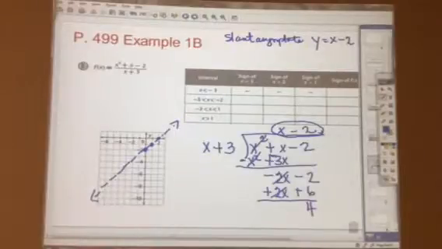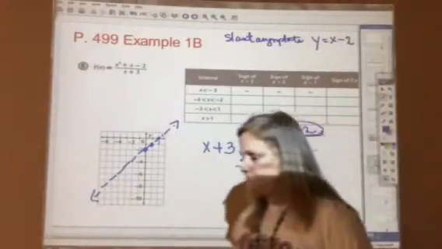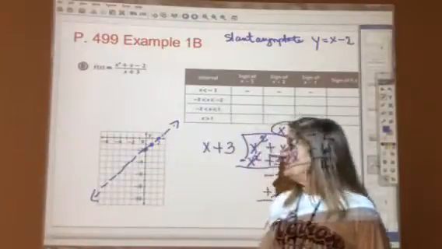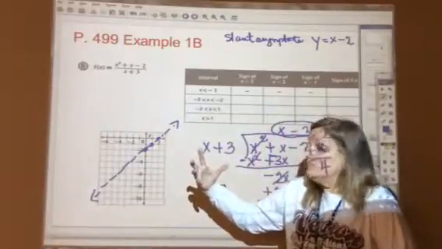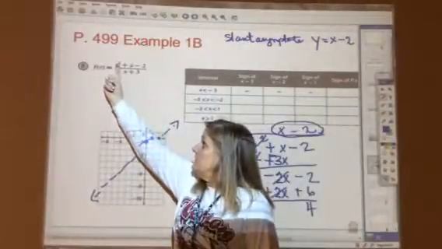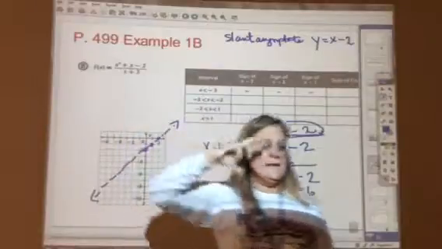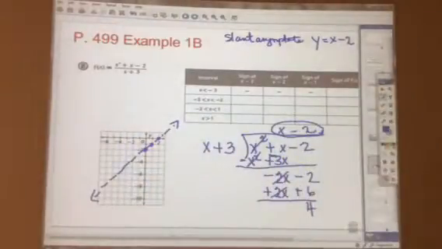Now, how did we know it had a slant asymptote? Because the degree was one more, one bigger. Okay, the degree in the numerator was 1 bigger than the denominator. So when it has a slant asymptote, you have to do long division.